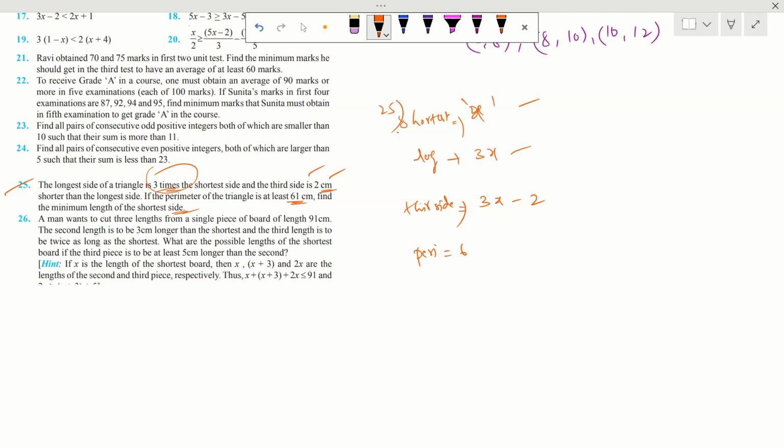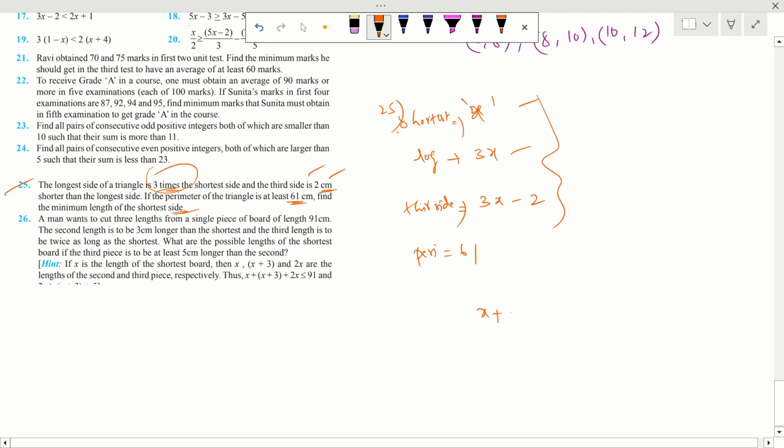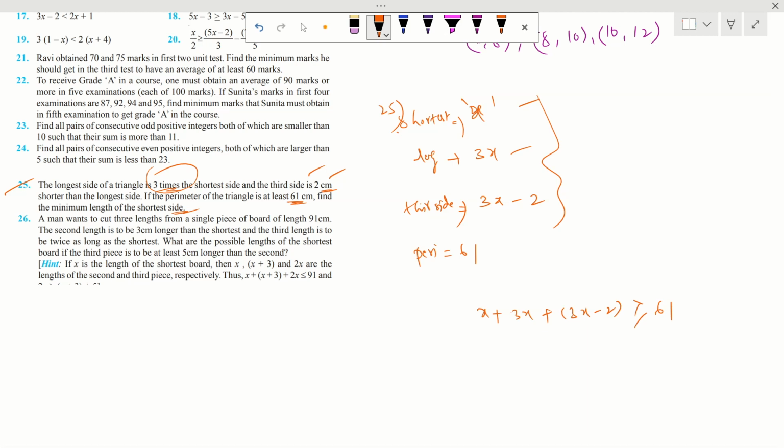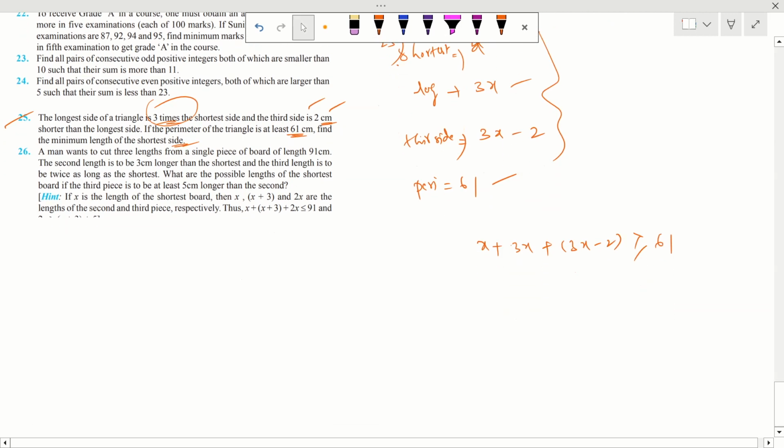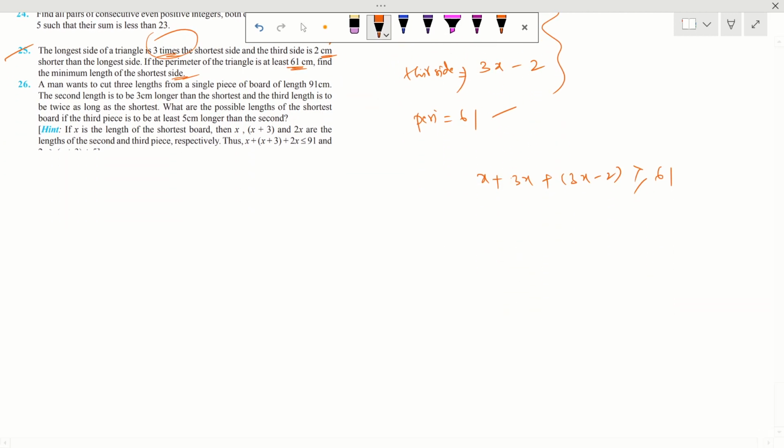Then the perimeter is given as 61. Therefore we can write the sum of all the sides of the triangle as x plus 3x plus 3x minus 2. It should be greater than or equal to 61. That is the meaning here, right? The perimeter will be 61, meaning it is greater than or equal to 61. So if we solve this, x plus 3x plus 3x is 7x. 7x minus 2 is greater than or equal to 61.